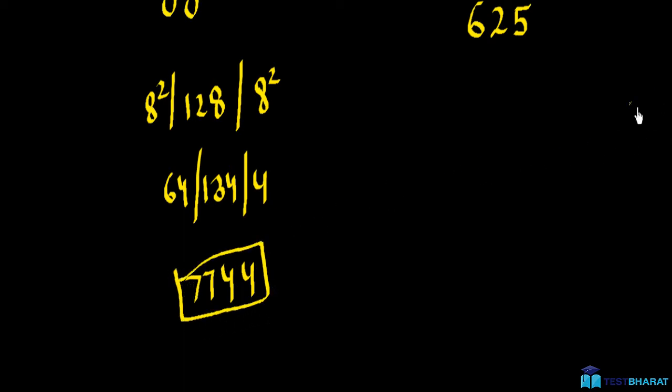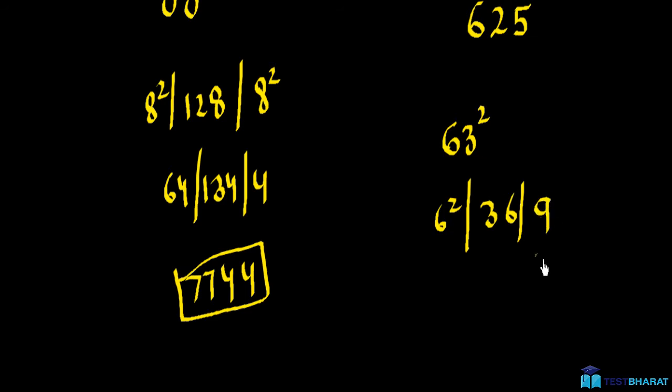We can look at more examples, like 63 square. So this will become 6 square. 2 into 6 into 3: 2 into 6 is 12, 12 into 3 is 36. And then 3 square, that is 9. So I can write here 9, 6. Now 36 plus 3 is 39. So the answer is 3969.